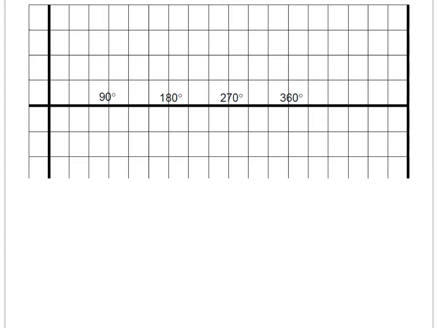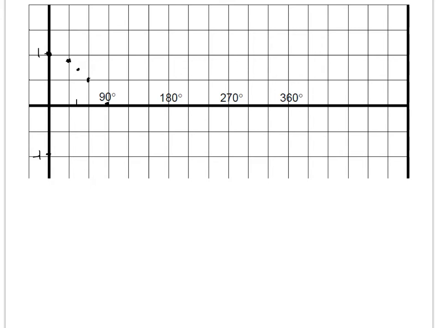Now we are going to plot the points. First of all, we are going to set this point to be 1 and this point to be negative 1. Remember that every unit on the x-axis is 30 degrees, so cos 0 is 1. Cos 30 was about 0.9, which is going to be somewhere around here. Cos 45 was about 0.7. This is 45 here, so it's going to be somewhere around here. Cos 60 was 0.5, which is going to be here. Cos 90 was 0, which is here.